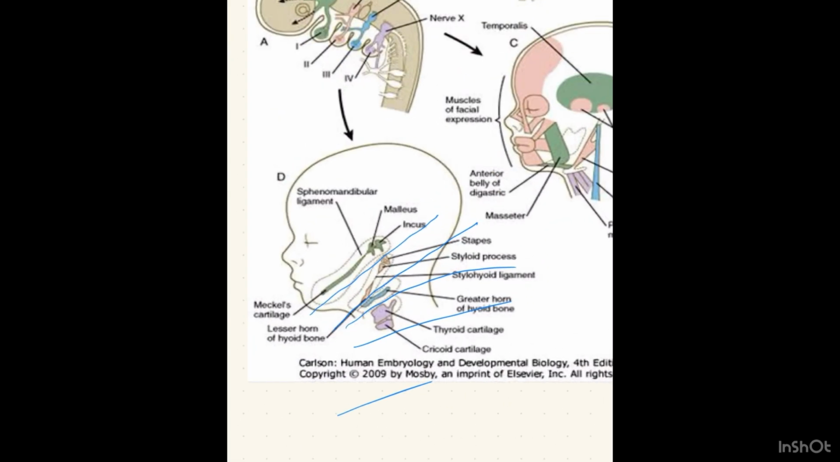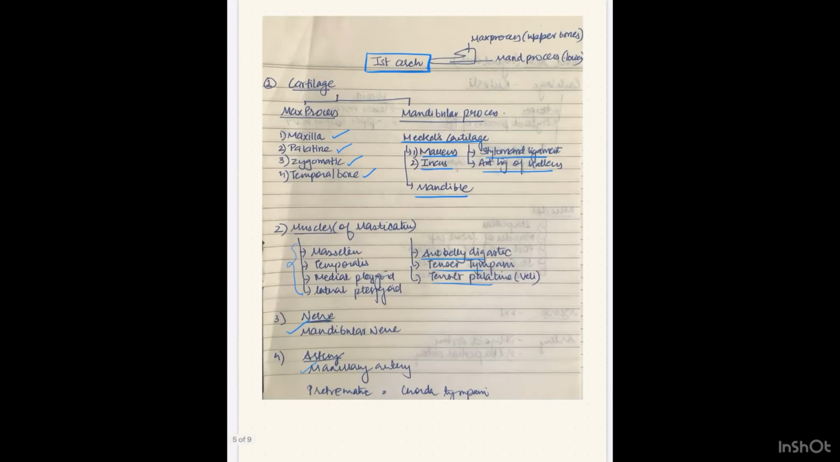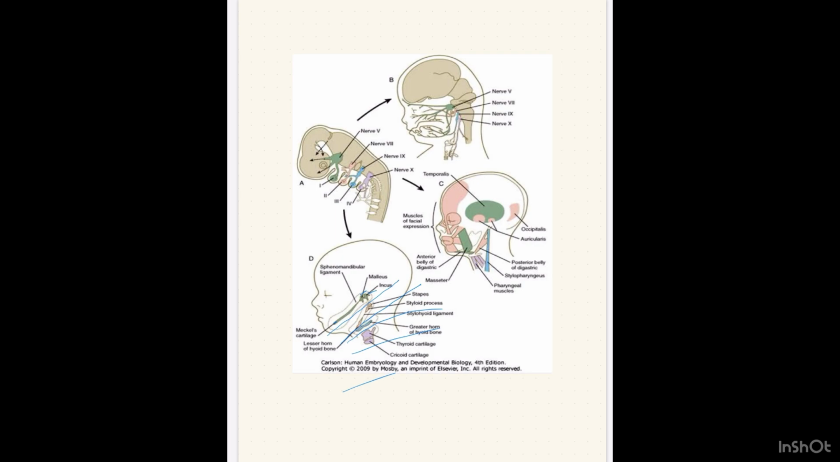Now see, look at this. This is the Meckel's cartilage, this is the malleus, this is the incus, and then it has the sphenomandibular ligament, and it is forming the muscles of mastication like temporalis, masseter, anterior belly of digastric. All these are supplied by the pharyngeal arch 1. Next, moving on to the second arch. It is also called the hyoid arch.